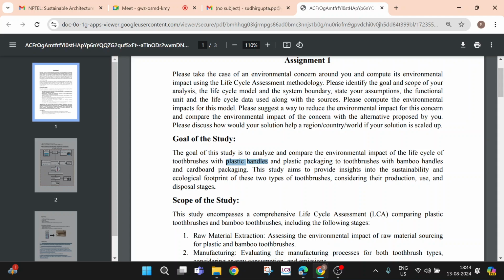Have you seen somewhere, instead of these plastic handles, these bamboo handles or wooden handles? And packaging also, instead of plastic packaging, some can be packed in cardboard packaging. So what will be the effect of these two changes or modifications on the life cycle carbon footprint or ecological footprint? It has been analyzed.